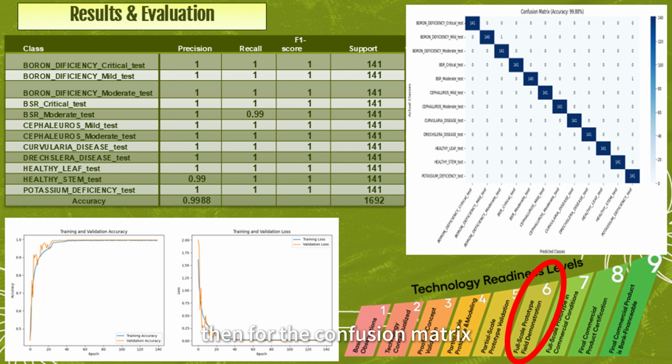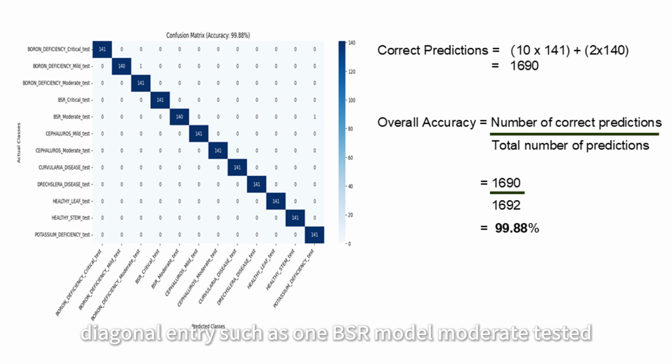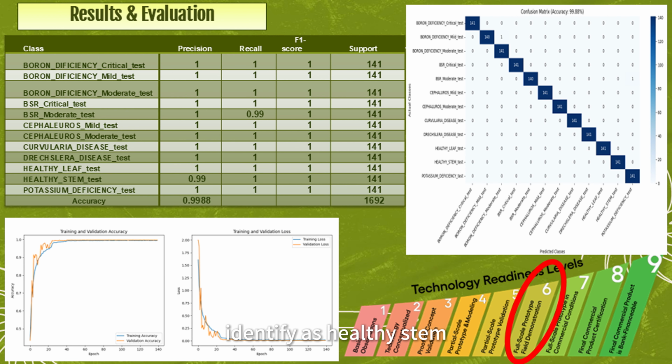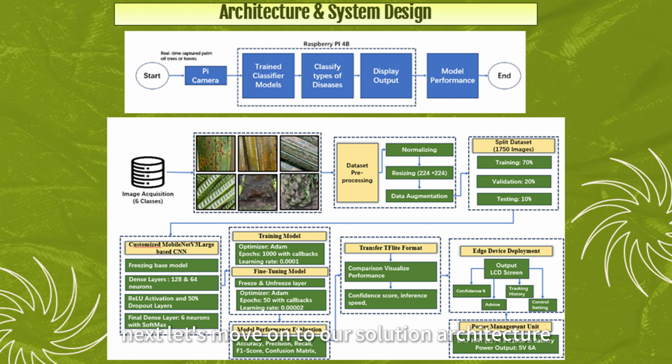Then the confusion matrix provides a detailed breakdown of the model classifications. A very strong diagonal, with high numbers on the diagonal consistent across most classes, signifies strong predictive accuracy. The matrix shows minimal error with only 2 off-diagonal entries: 1 BSR moderate test sample was inaccurately identified as healthy stem test, and 1 healthy stem test sample was inaccurately identified as BSR moderate test. Next, let's move on to our solution architecture.